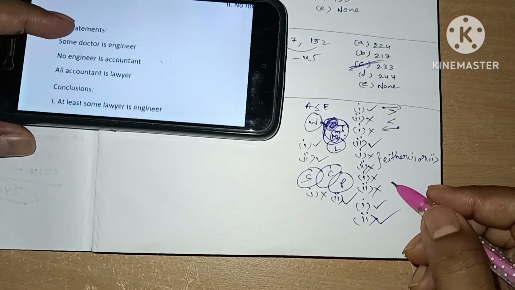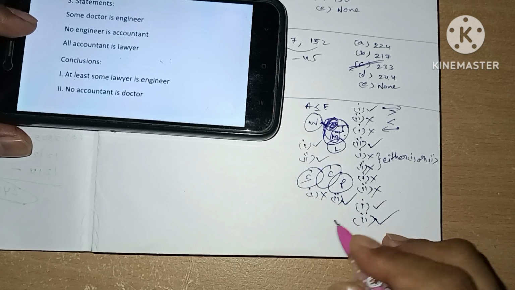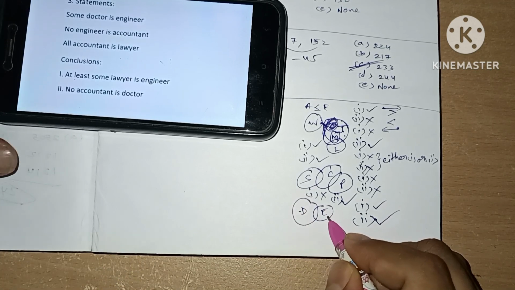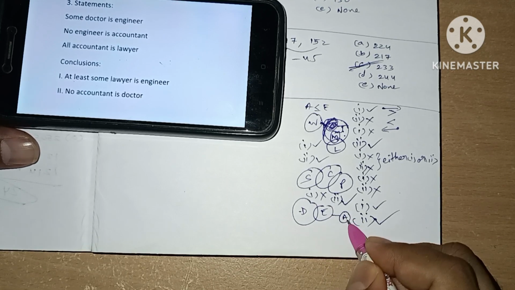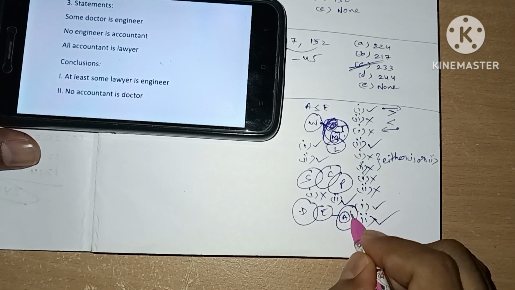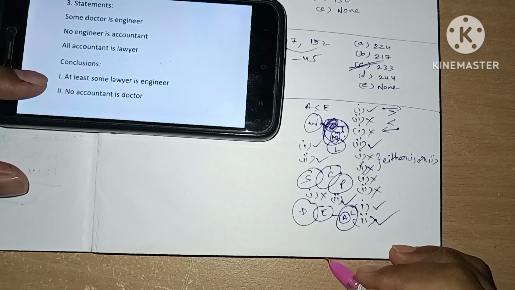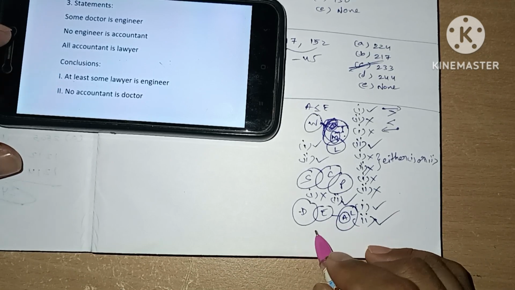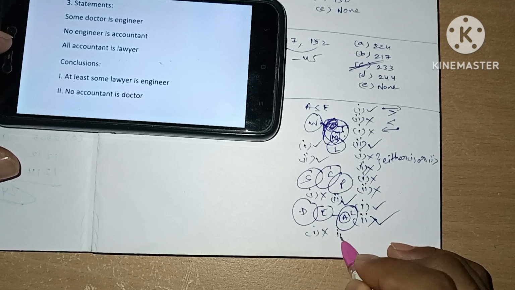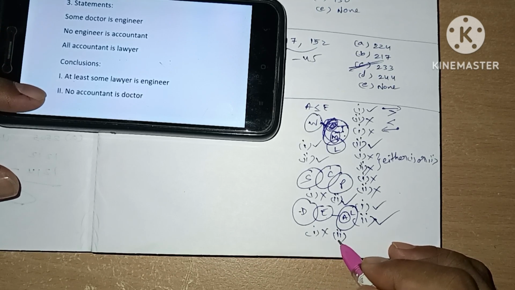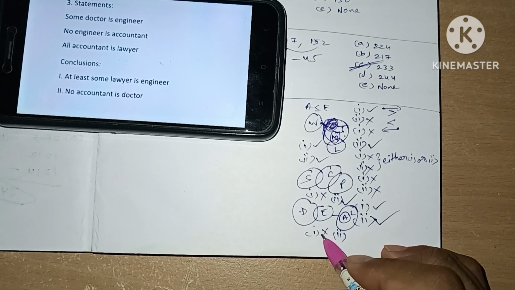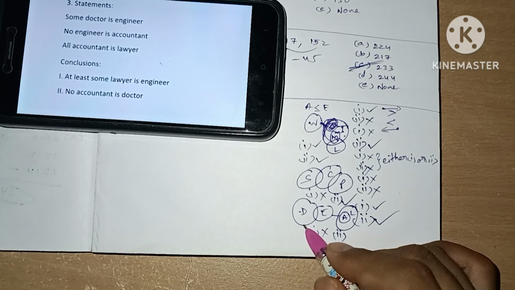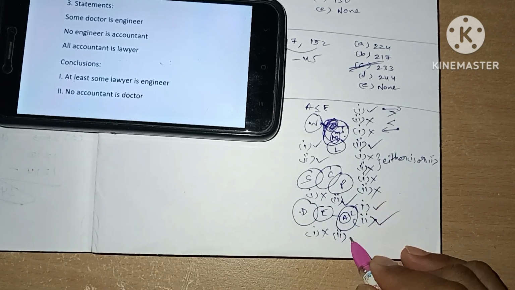Next, third question, some doctor is engineer. No engineer is accountant. All accountant is lawyer. Now conclusions: some lawyers is engineers. Some part of lawyers is sharing with engineers. No. So first conclusion will be false. Second conclusion, no accountant is a doctor. We check whether some accountant can be doctor. Some accountant can share with the doctor as it is possible. Some case possible means no case fails. So second conclusion is false.